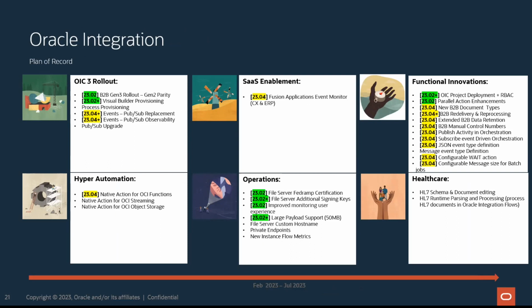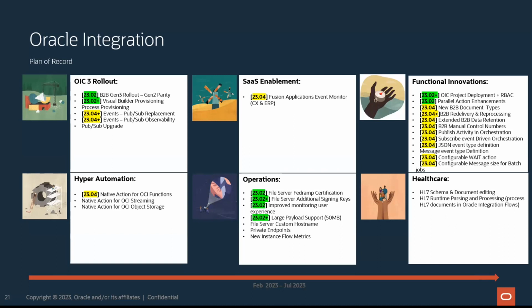Now, again, 2304, we're seeing that OCI Functions is going to be the first. Then, of course, you can see here OCI Streaming will be coming afterwards, OCI Object Storage, and then depending on how we see the market developing there, we could add other ones such as OCI AI services, etc. Now, within the operations, I won't go into too many of those.